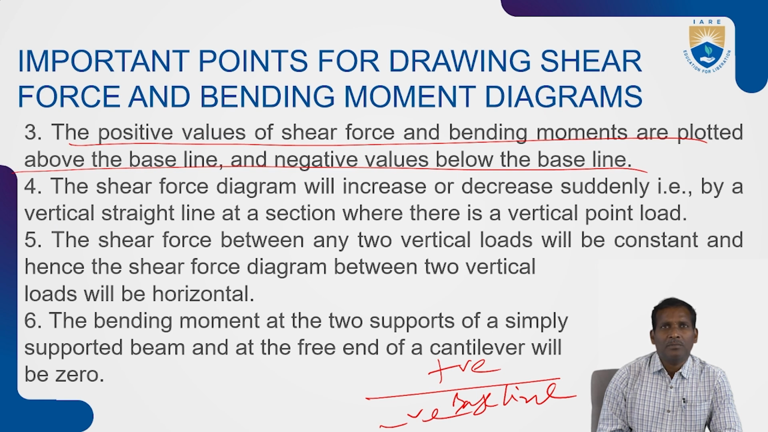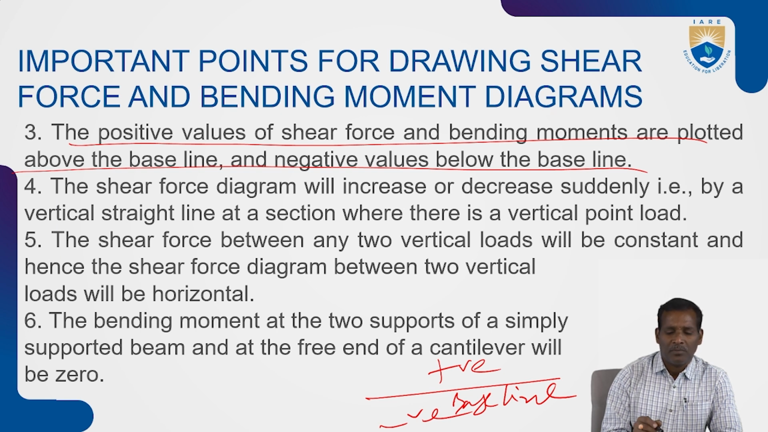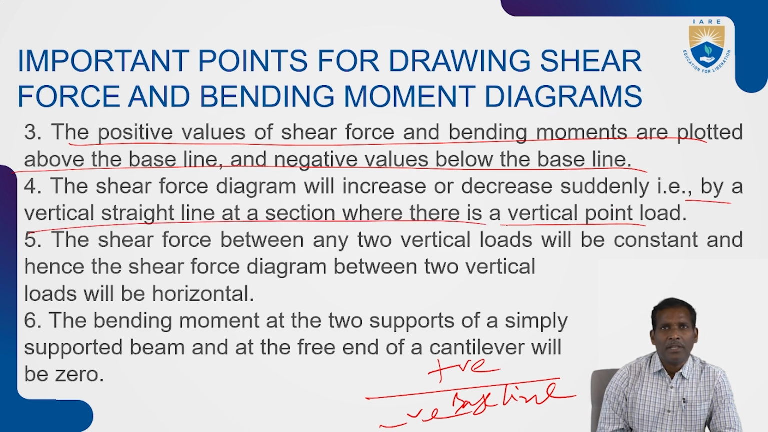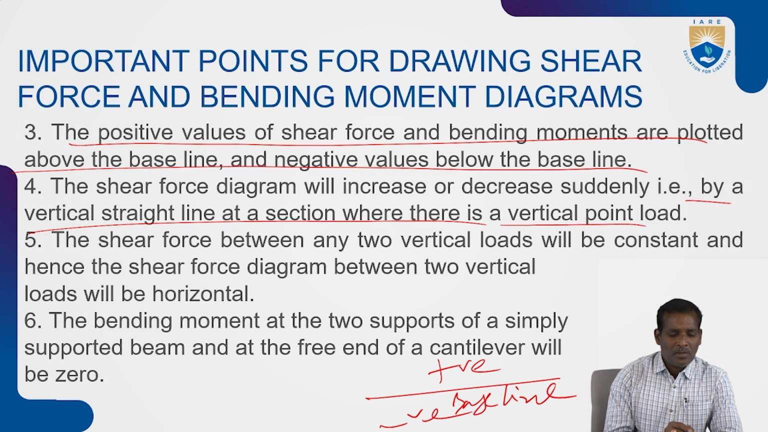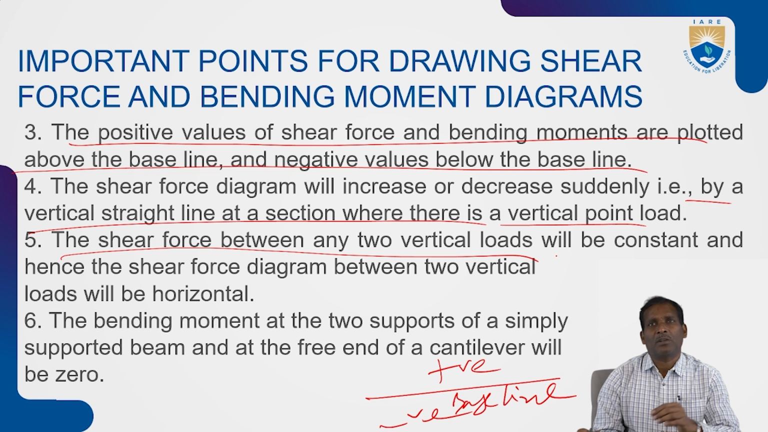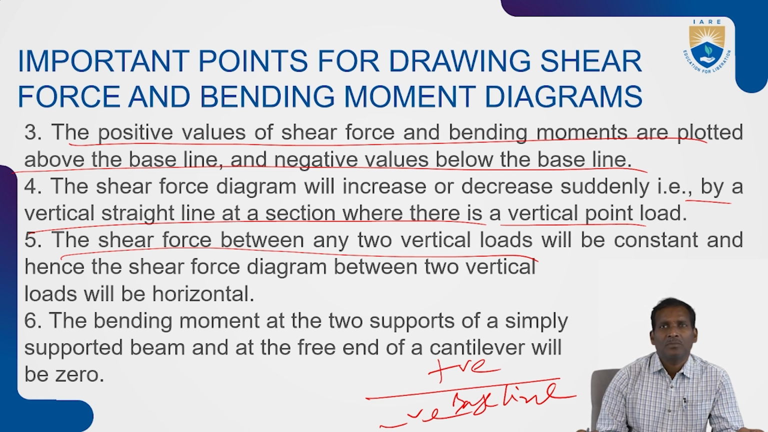The shear force diagram will increase or decrease suddenly, that is, by a vertical straight line, at a section where there is a vertical point load. The shear force between any two vertical loads will be constant, and hence the shear force diagram between two vertical loads will be horizontal.